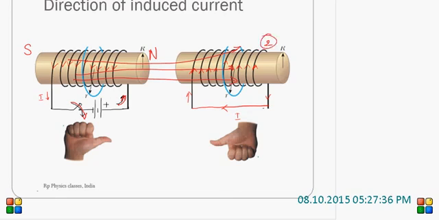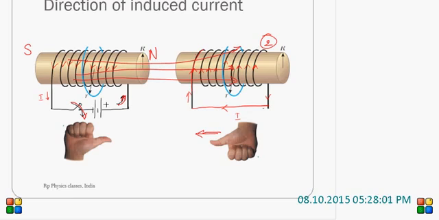So the flux around the secondary coil is changing. Lenz's law won't mind the flux, but here there is a change in flux. Lenz's law will try to oppose the change in flux. So induced current will be such that the thumb should point in this direction. The magnetic field should be in this direction. That means current will be induced the way it is shown here clearly.